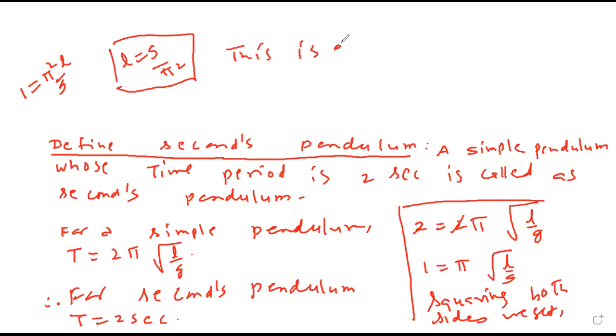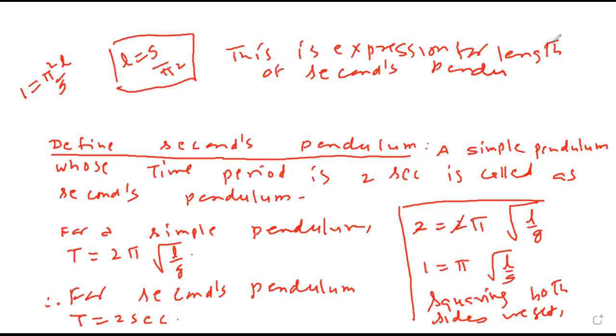This is the expression for the length of a seconds pendulum. They can also ask: derive the expression for the length of a seconds pendulum. So this is how we get the expression for the length of a seconds pendulum. Yes, clear? Simple. Time period is 2 seconds for a seconds pendulum, then for time period 2, you will get length as g upon pi square.